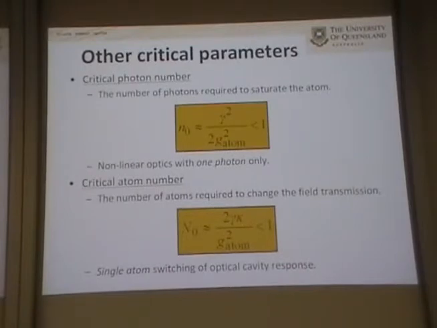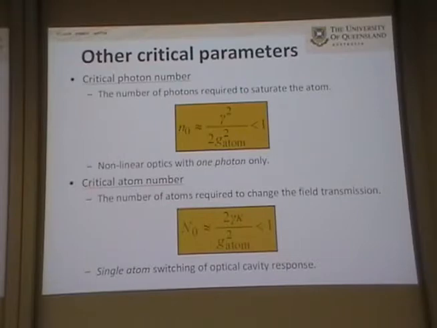So the other parameters that you might care about for the system, apart from just being in the strong coupling regime, are the critical photon number and the critical atom number. The critical photon number is the number of photons you need to put into your cavity to saturate the atom. Generally, you want to avoid that. You want to have a photon number lower than that.